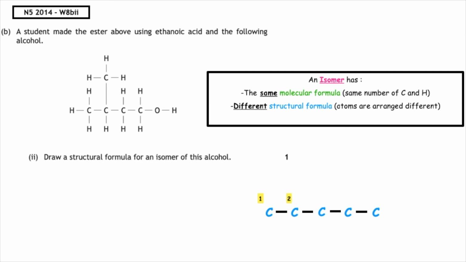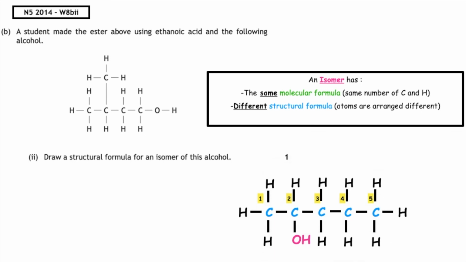The easiest way to do this is, because it's a branched chain, I would draw all the carbon atoms in a straight chain, add a hydroxyl group to any other position than position 1 and fill out with hydrogens.